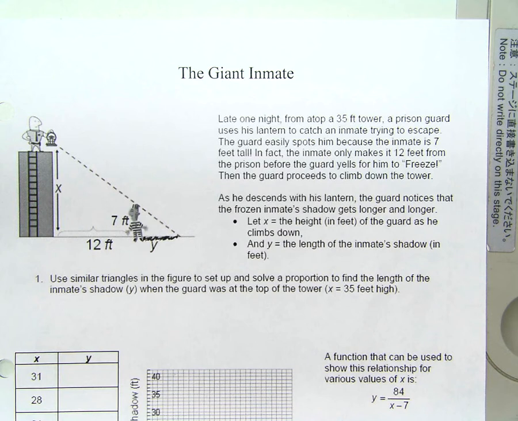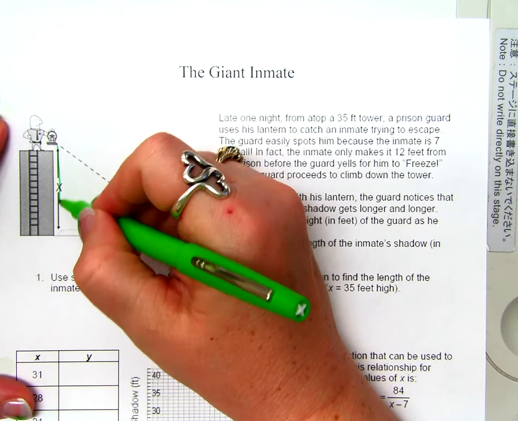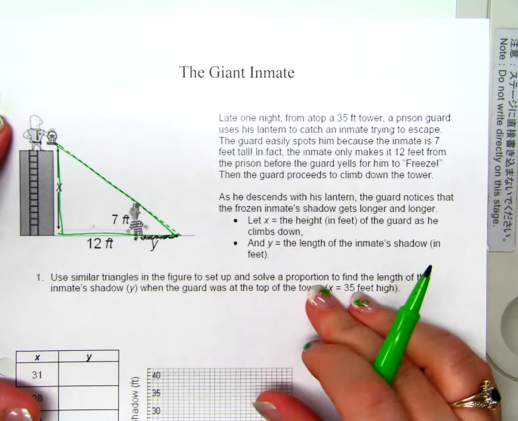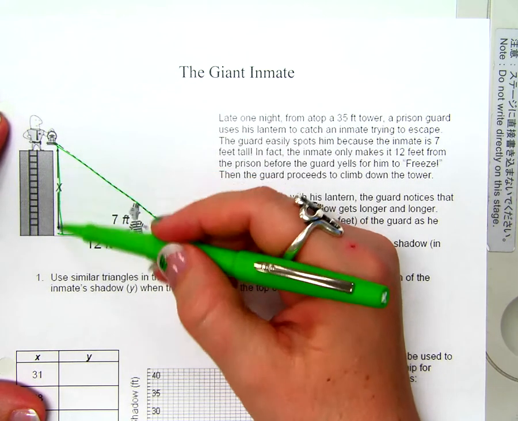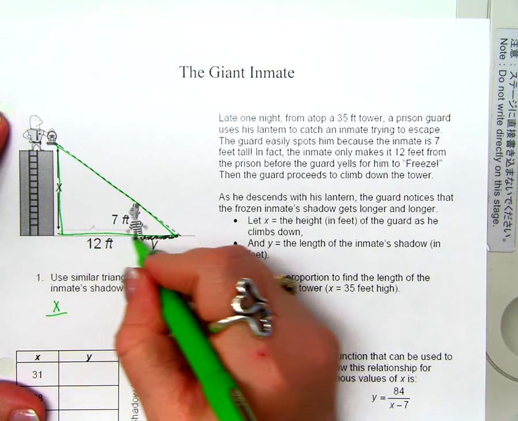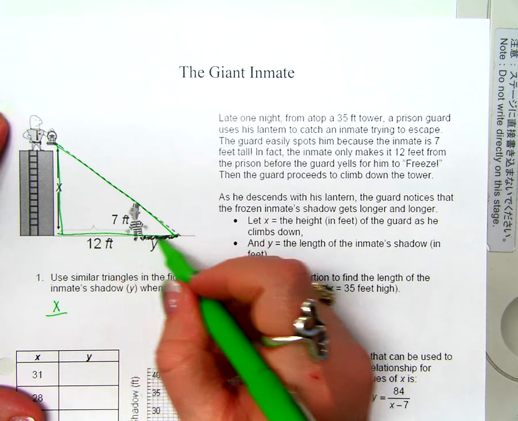Okay. So use similar triangles in the figure to set up and solve a proportion to find the length of the inmate's shadow when the guard is at the top of the tower. So can everybody see both triangles first of all? I need you to be able to see both triangles. Here's one triangle. We've got this whole big triangle right here. If I was setting up a proportion there, I would want to use probably the height right here, which would be X, over the length right here. Those aren't really the right words, but that'll work for this particular problem. How long is this side right here?